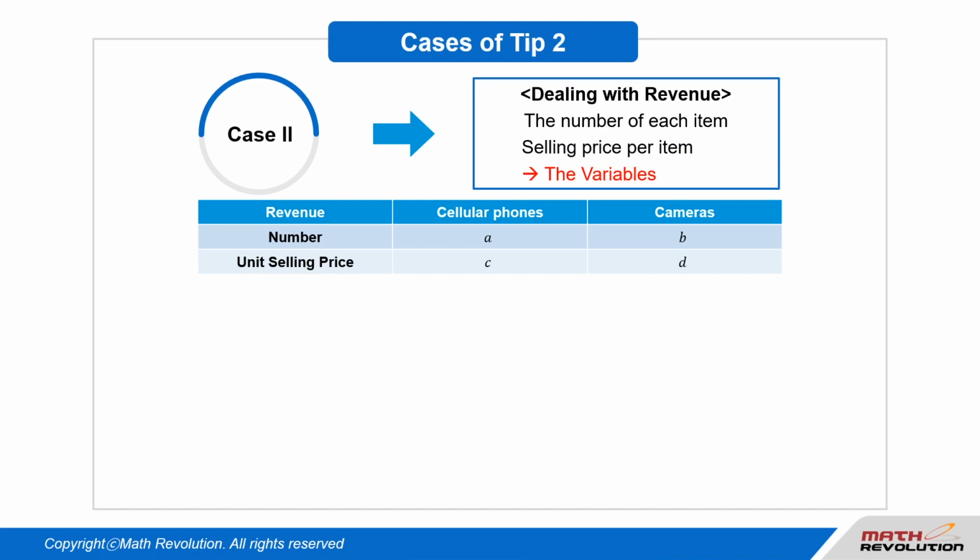Case 2. Let's look at an example dealing with revenue generated from 2 items, say cellular phones and cameras. The variables would stand for the number of each item and the selling price per item. The separated 2x2 table can be made as below. Number of cellular phones, A. Number of cameras, B. Unit selling price of cellular phones, C. Unit selling price of cameras, D.